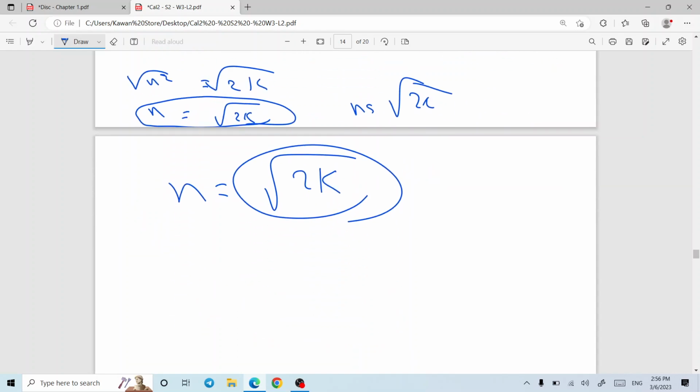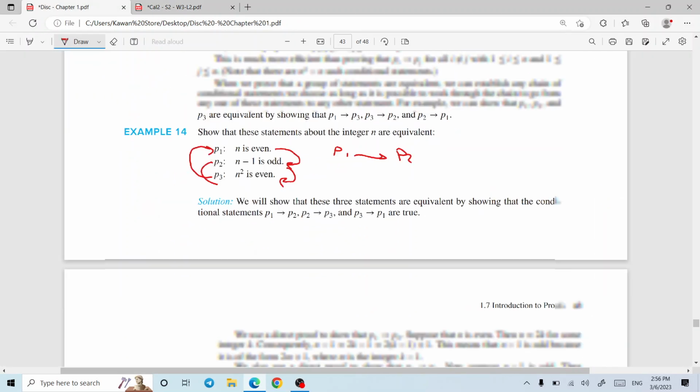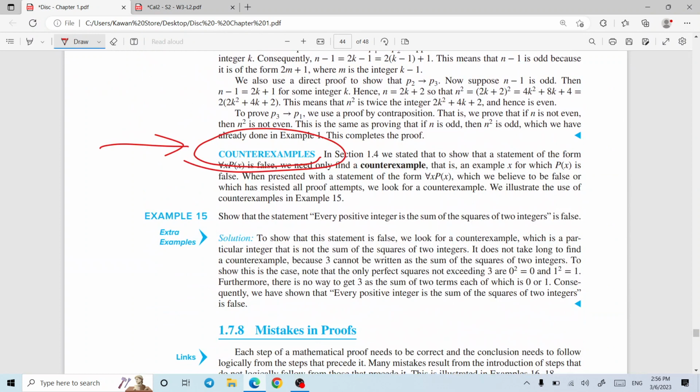Okay. Now that's all about equivalence. Then I'm going to stop here for 10 minutes. It's 9 minutes actually. So come back after 9 minutes.